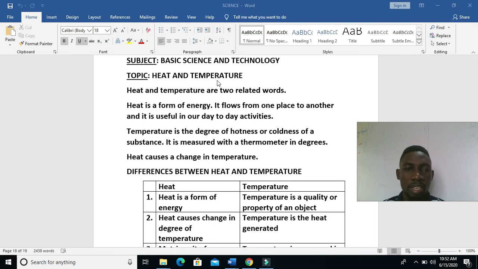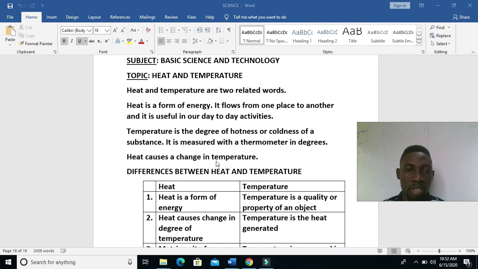So you can see another statement here that says heat causes a change in temperature. Note that is a very important information. What brings about change in temperature is heat. When heat is applied, temperature rises. When heat is taken off, temperature falls, it drops, okay? So heat causes a change in temperature.